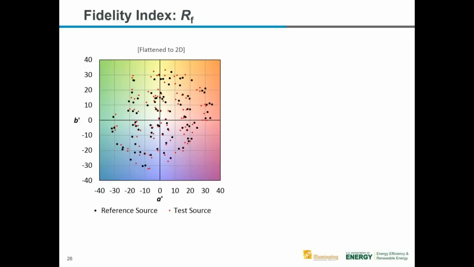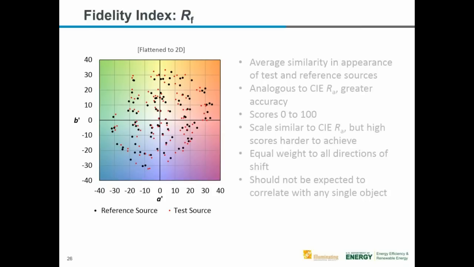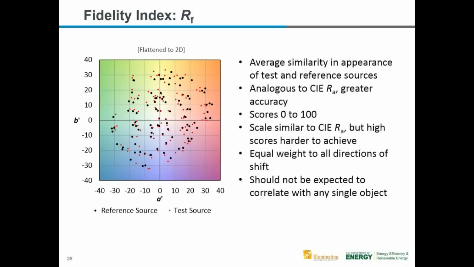In this case, shown, because there is not overlap, the fidelity index will be less than 100. You can refer to TM30 for the mathematical details, or simply use the Excel spreadsheet that is included with TM30 to run the calculations for you. I'll demonstrate that spreadsheet a little later in this presentation.